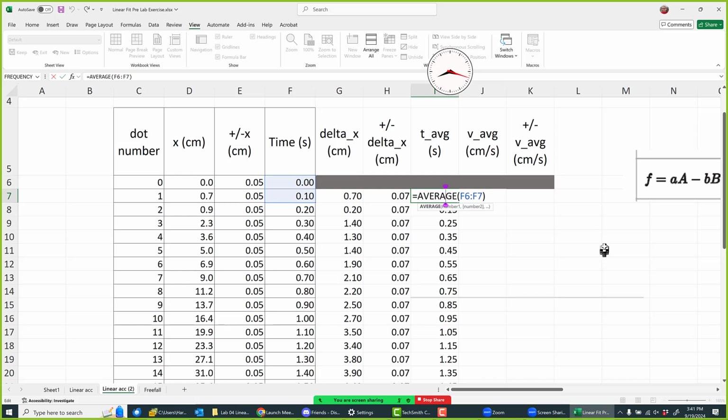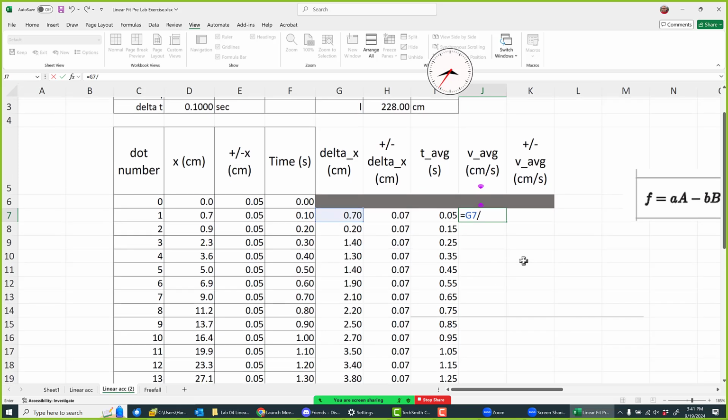Now, we need to do what our V average is, delta X over delta T. And so that's going to equal delta X divided by, and in this case, my delta T is up here. And we need to add the dollar signs. You can hit F4. Well, maybe not. No, it's not working. Okay, good. I'll just type them in.